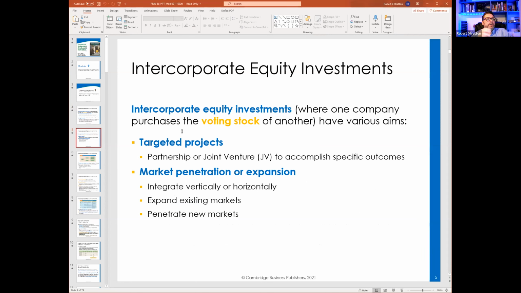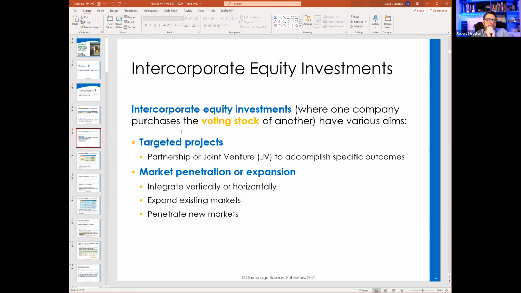Okay, another way of doing this is as a targeted project. I mentioned joint venture as a strategic alliance, but it's really on its own thing oftentimes. A joint venture is when two companies come together for a specific defined purpose, to do something. Sometimes they buy into each other's stock, and sometimes they form a separate company to handle this project.